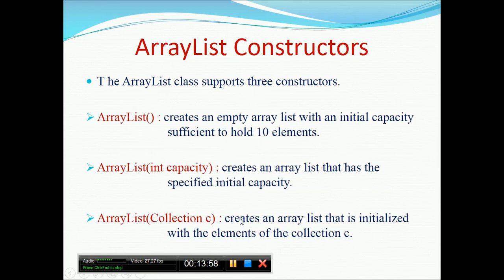There are three constructors. One is the default, second is where you can pass a capacity, and you can even pass a collection. The default creates an empty ArrayList with an initial capacity sufficient to hold 10 elements. Second is an ArrayList with a capacity. You can pass an initial capacity, suppose 20, 30, whatever you want. And then you can even pass a collection directly. Suppose you have an ArrayList already created, you can pass it, and it initializes the new ArrayList with the given collection.